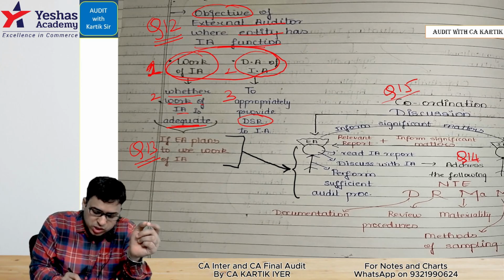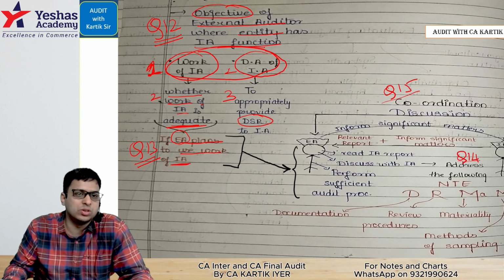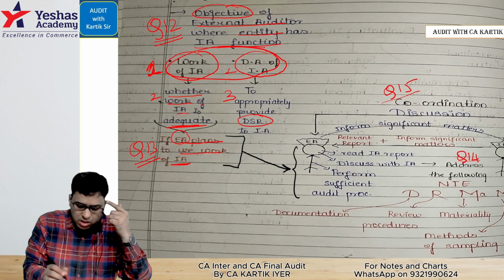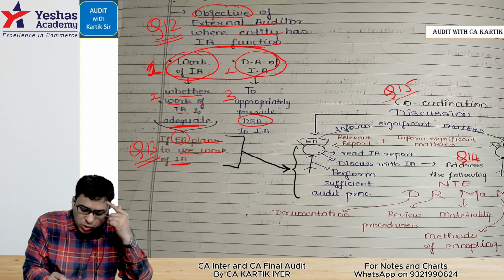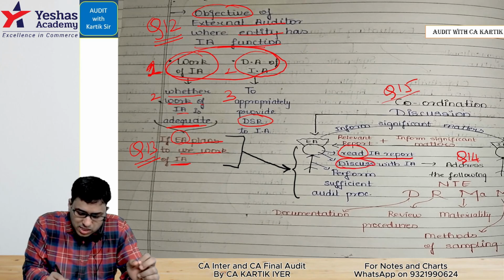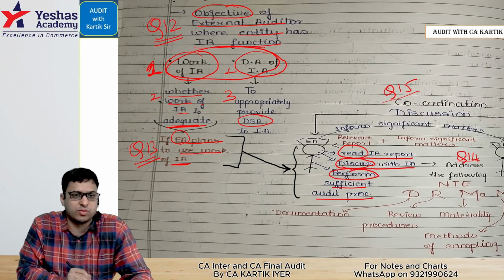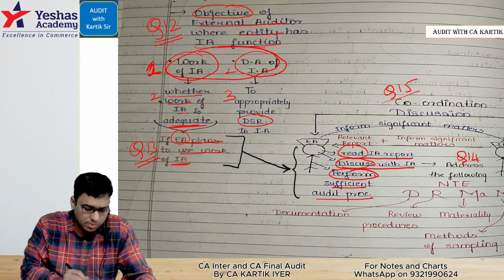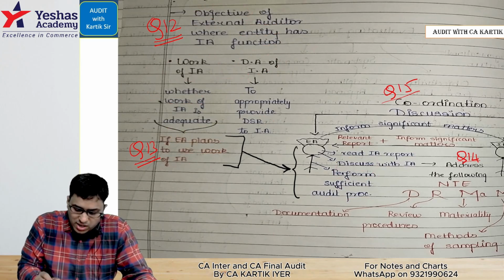Very nice. If the external auditor plans to use the work of the internal auditor, how will you use the work? Okay, very simple. First, the external auditor has to read the internal auditor's report. Second, he has to discuss with the internal auditor verbally. Third, he has to perform sufficient audit procedures. Exactly, that is the 3 points that you will see. Question number 14. Very simple.